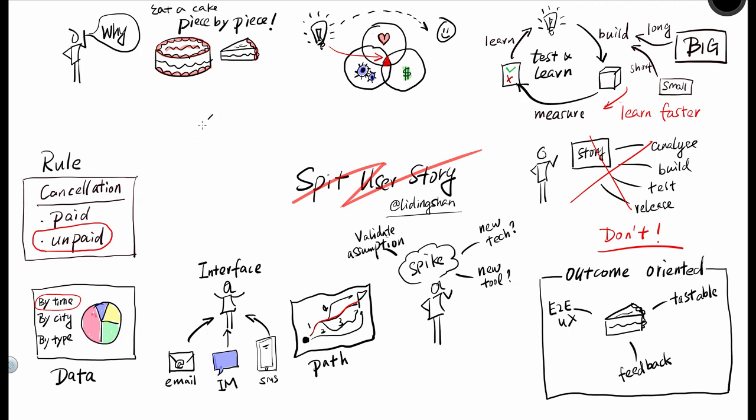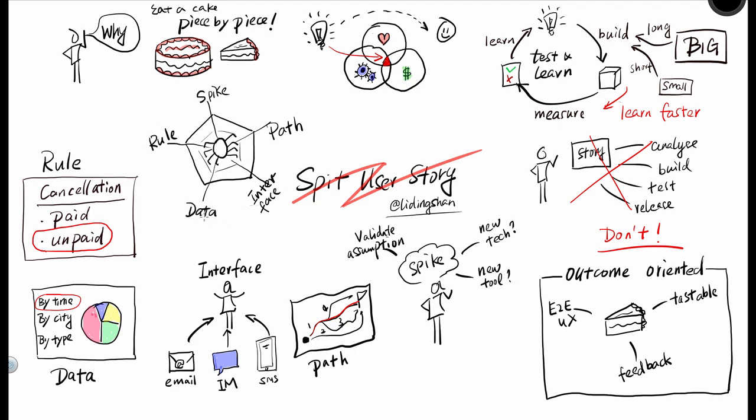These 5 methods of splitting user story by spike, path, interface, data, and rule have a name called SPIDER. It is quite easy to remember. You can try to use it in your implementation and see if it can help you to split the user story to be more outcome focused.